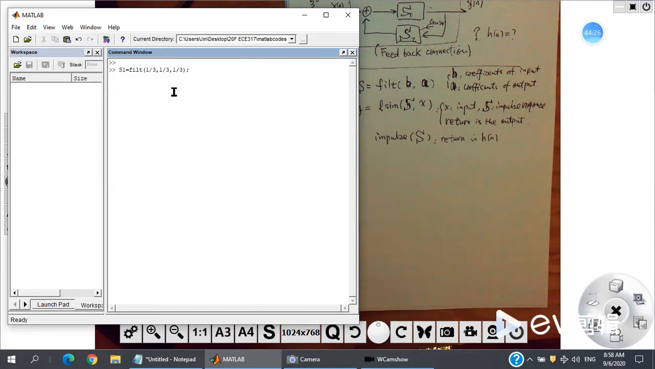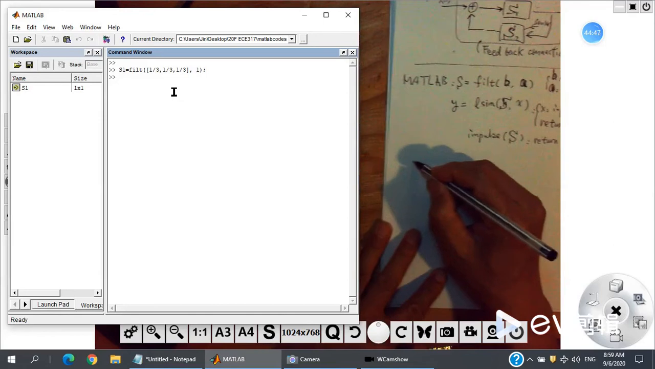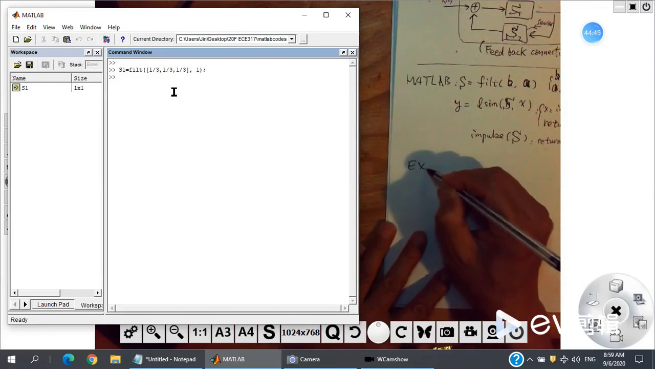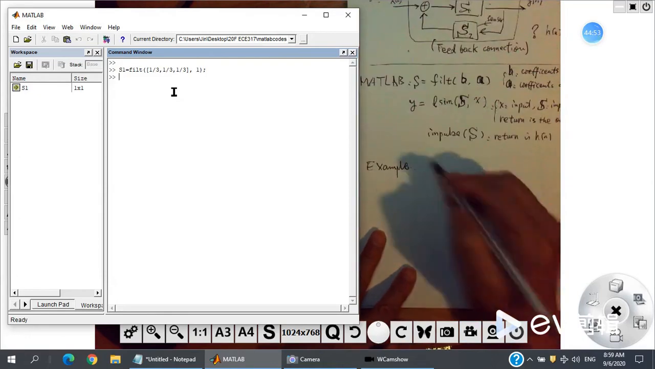One third, and one third, right? I have three numbers. So these three numbers give us the coefficients on the input side, and the output side is just one, right? So this will be the moving average. I put an example: moving average.